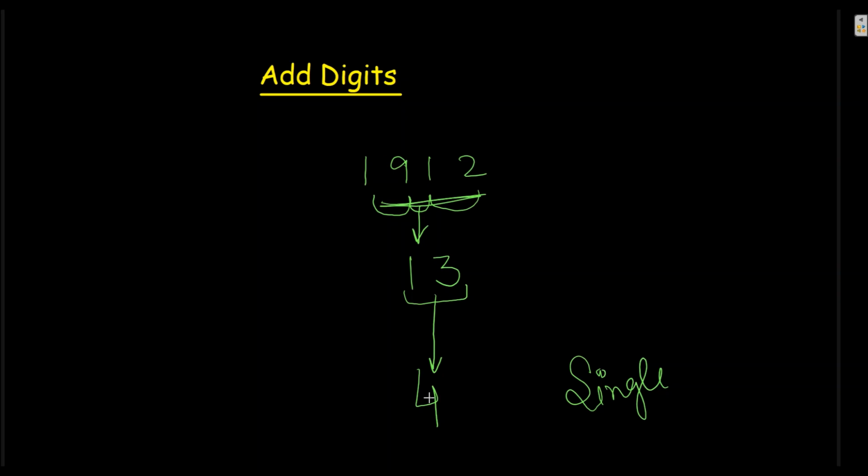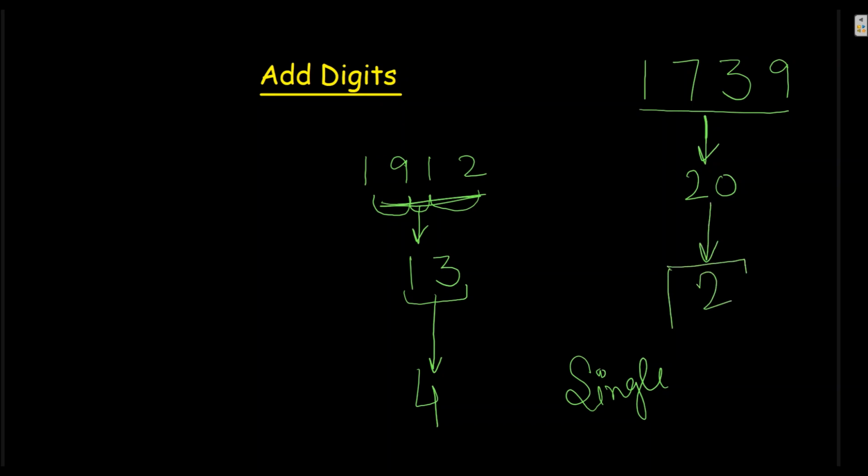Let's understand this with one more example. If we have 1, 7, 3, 9, then the sum will be 9 plus 3, 12, 12 plus 7, 19, 19 plus 1, 20. Then 2 plus 0, 2. And 2 is a single digit, so we won't do the sum again. And we got a single digit.